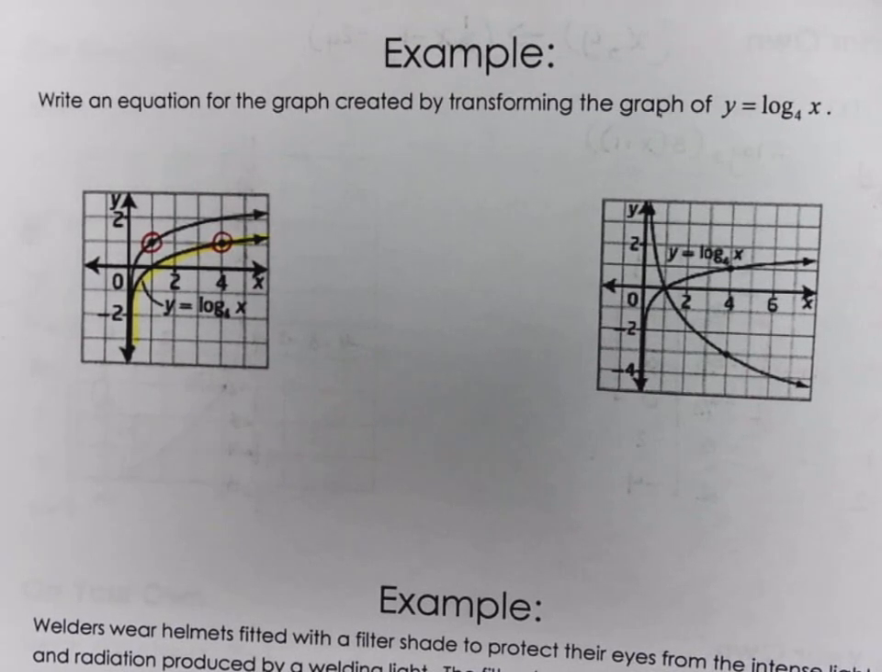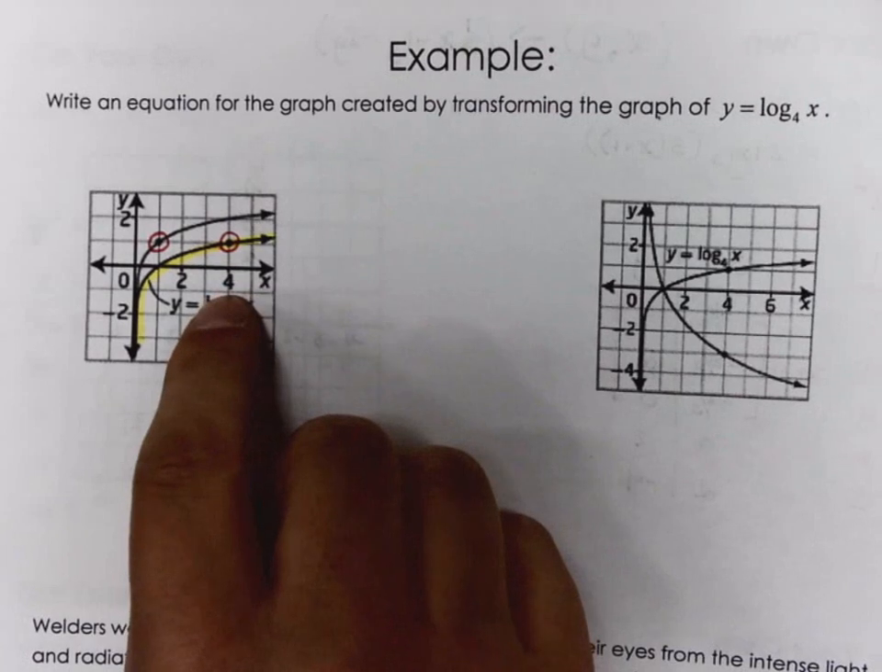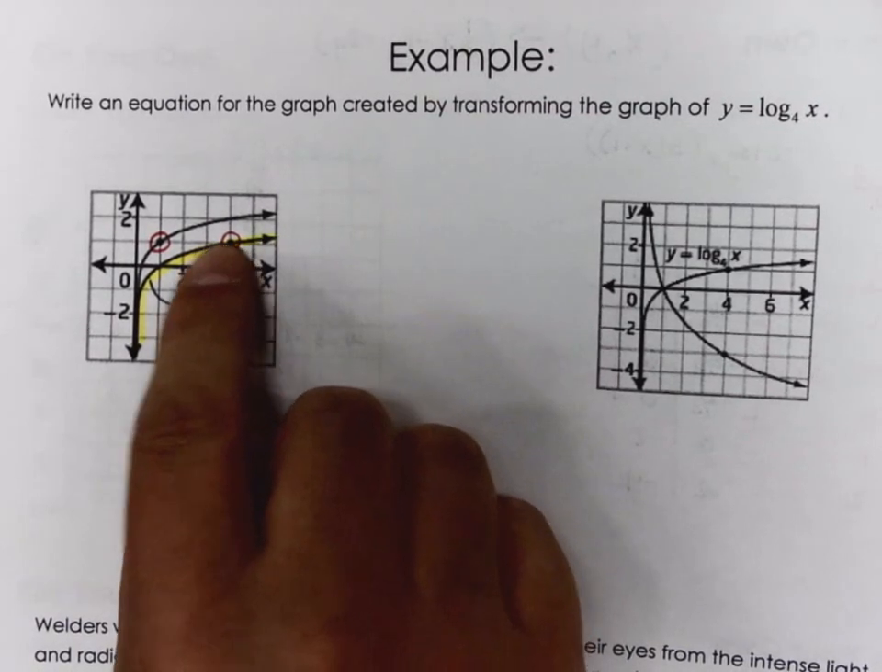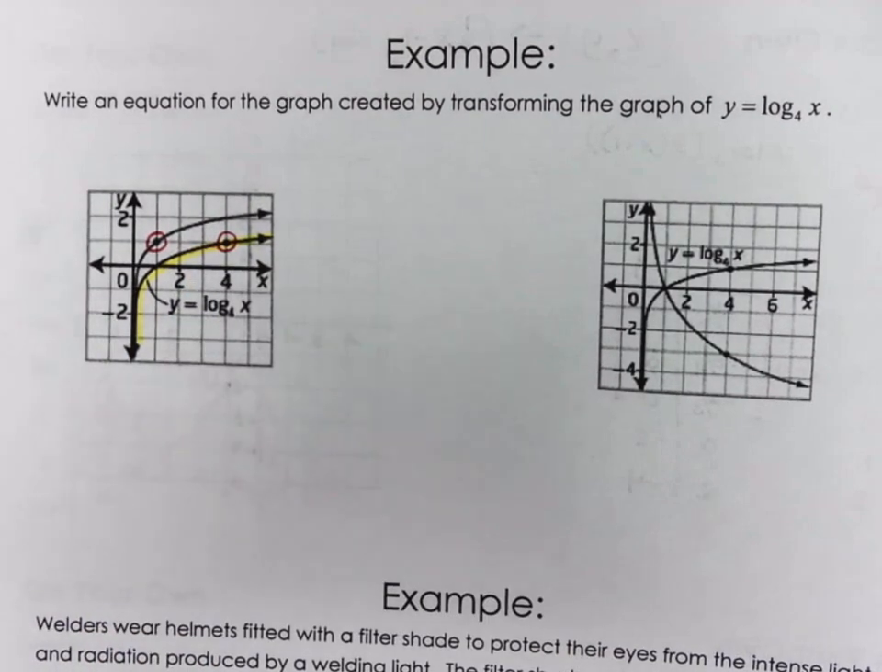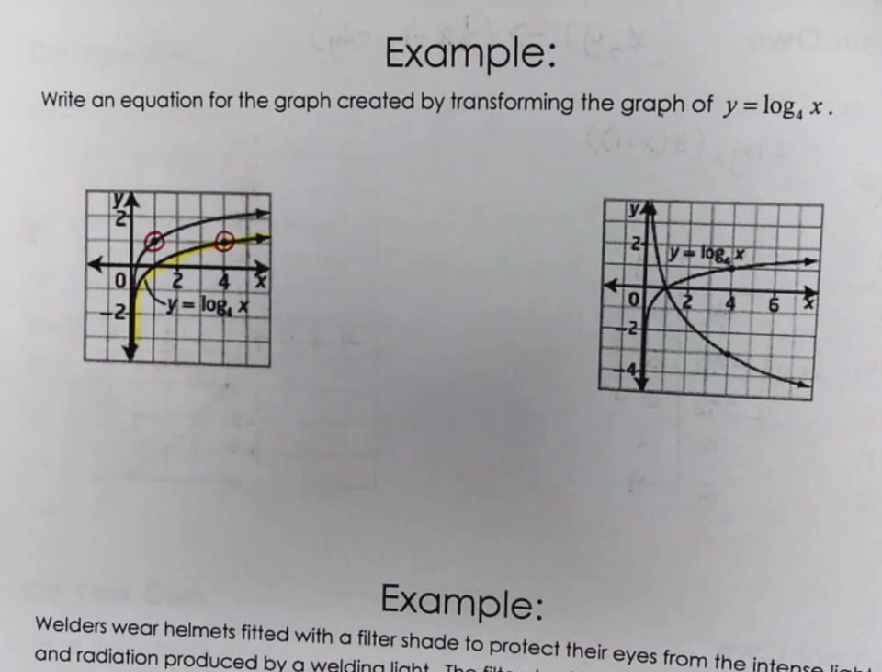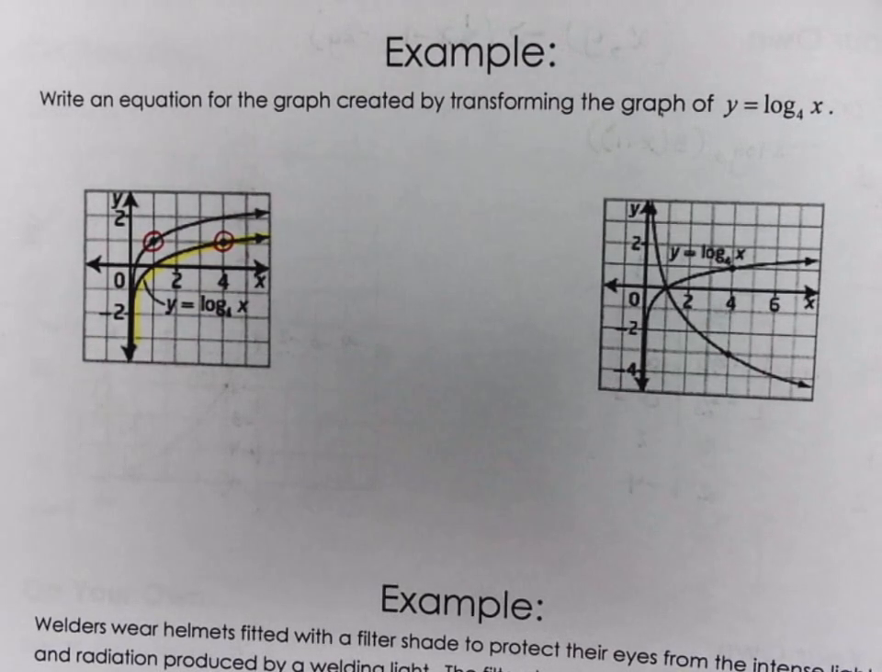So we know we have a logarithm with a base 4. We know that when x is 4, the y is 1. So we know that we've got this base log, or log base 4. All right. Are there any reflections? Let's talk about that.